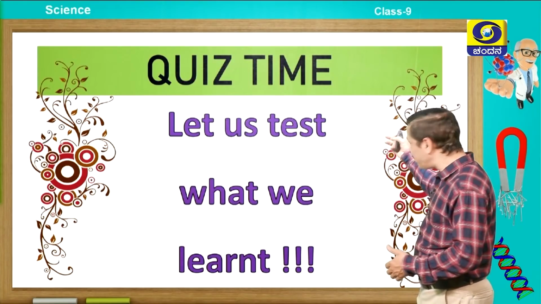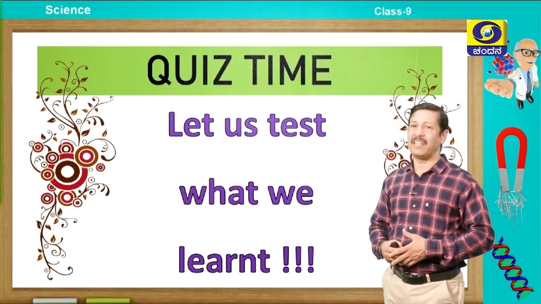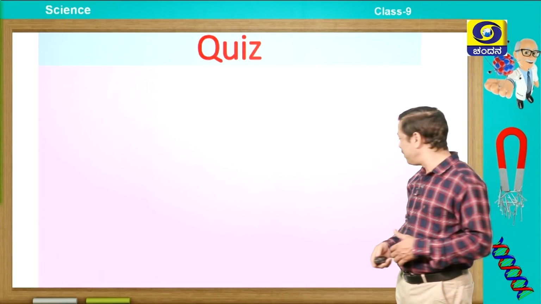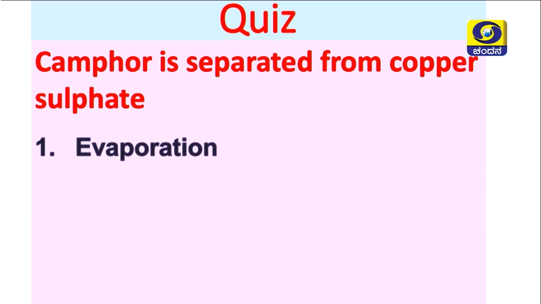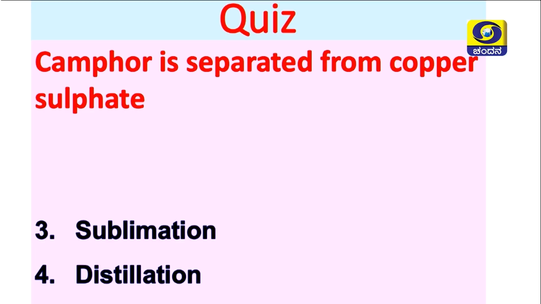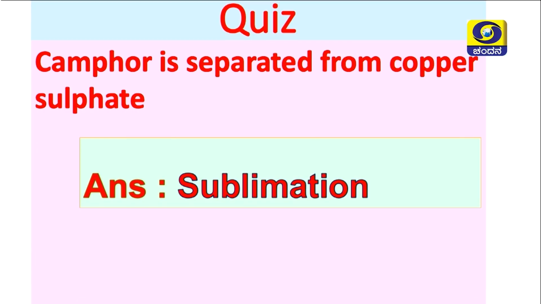This is the quiz time. Let us test what we learned till now. Are you ready? Yes. Let us start the quiz. The first question is, camphor is separated from copper sulphate by what method? Evaporation, chromatography, sublimation or distillation. What is your answer? Let us test. The answer is sublimation, because camphor is sublimable while copper sulphate is not a sublimable substance.